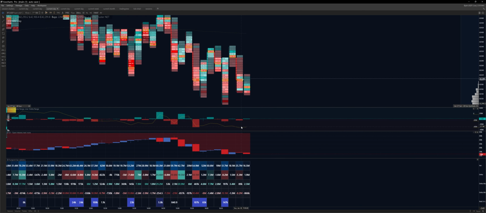So we have here the delta bars. We also have the delta here in numbers. So for each of these, on first glance, we know that this has been a negative delta bar. Here we know how much.